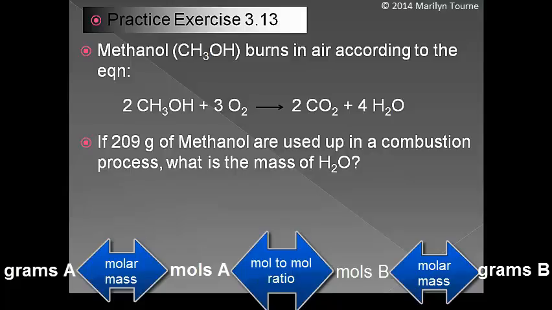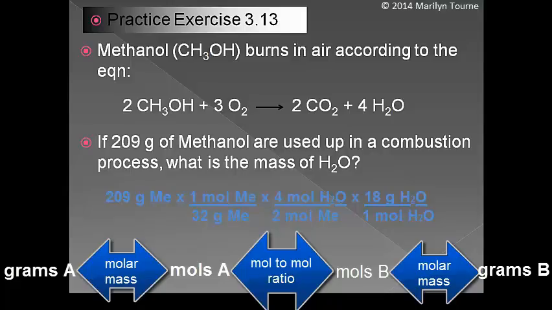They give you the grams of A, and for you to get to grams of B, because that's what they want, the mass of the water, all right, that would be your B, you have to go through moles first, all right? So we would do 209 grams of methanol. How do we get to moles of methanol? Molar mass. From the molar mass, then we have moles of methanol. That's your moles of A. Then you go to moles of B, all right? So in this reaction, 2 moles of methanol yield how many moles of water? 4. So that ratio you would put is 2 moles of methanol yields 4 moles of water.